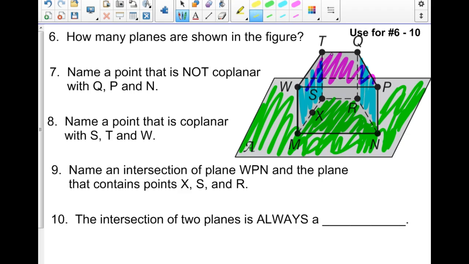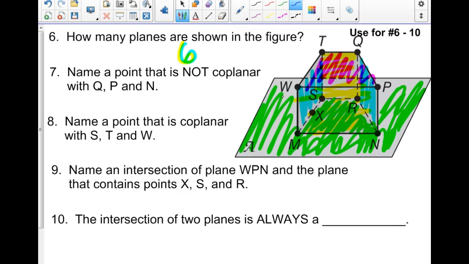And then you got your back and front. So that would be 6 planes: front and back, left and right, top and bottom. So the answer is 6 planes.